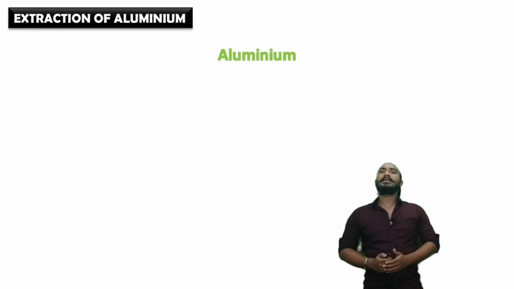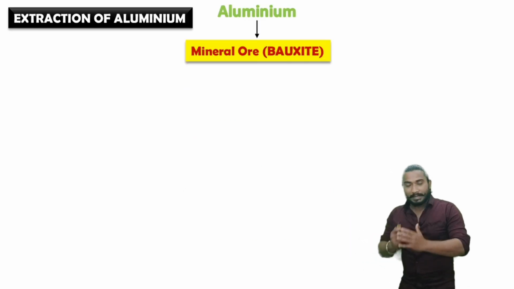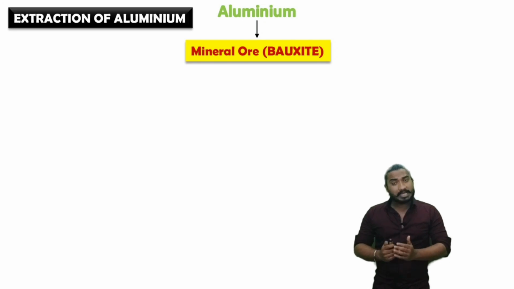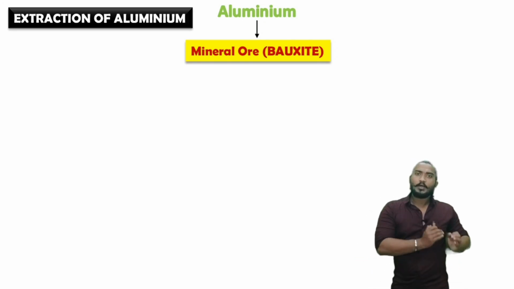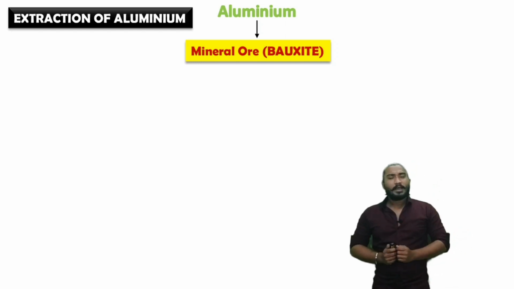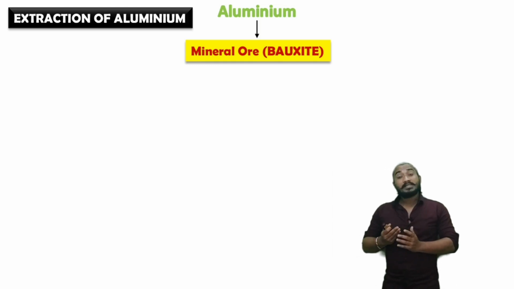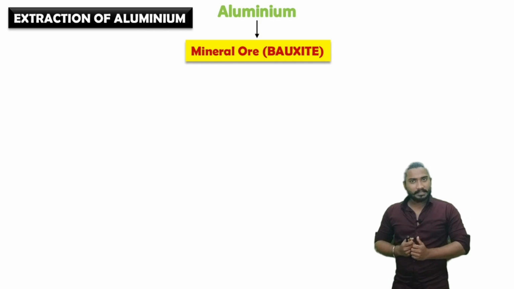Now, aluminium is extracted from its mineral ore. The name of that mineral ore is bauxite. Children, bauxite has a chemical formula Al2O3.nH2O. You might be wondering why there is a dot in between there, and why there is a variable n over here. Let me tell you the reason behind this.